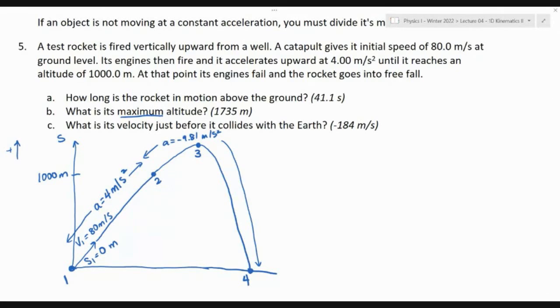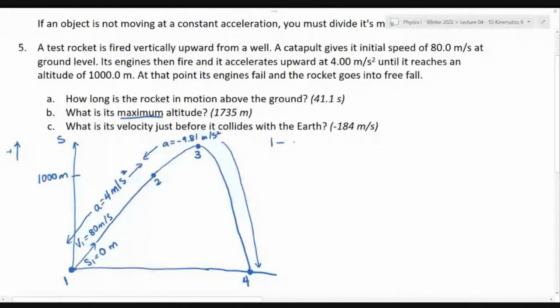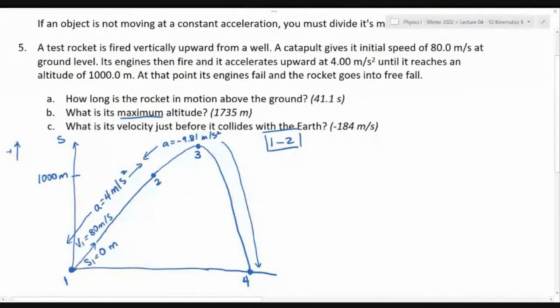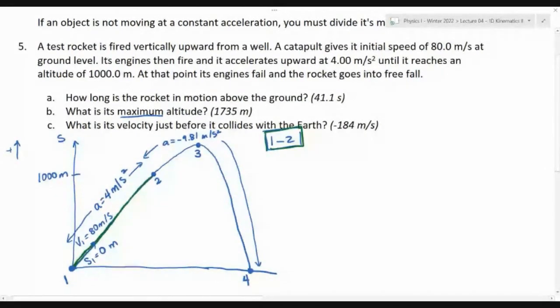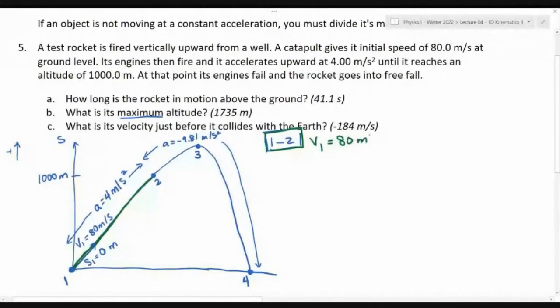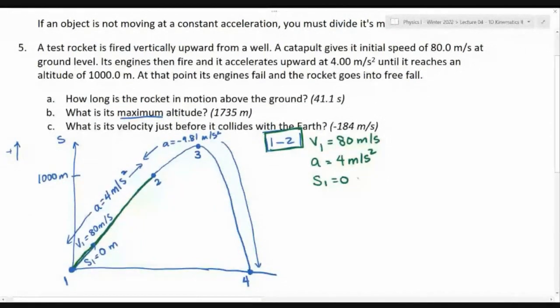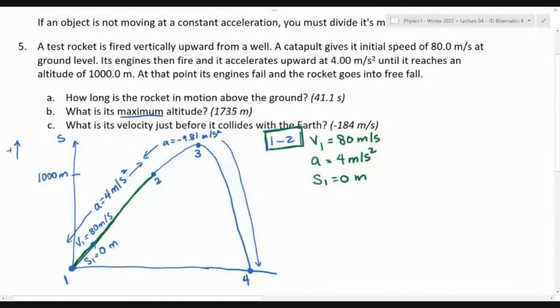Okay, so let's write down the things that we know. If we look at just 1 to 2, this section here from 1 to 2, I'm just going to focus on this first. My V1, I said, was 80 meters per second. My acceleration is 4 meters per second squared. My S1 is 0 meters. So what can we find here? What are the pieces of information that we don't know? Oh, and also we know my S2 over here is 1,000 meters.